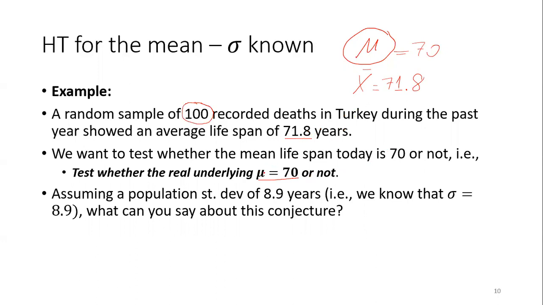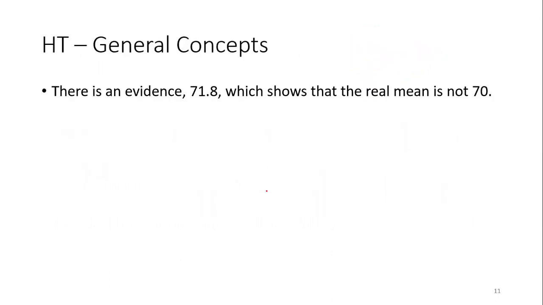So we will assume that the standard deviation of people's life in Turkey is 8.9 years. That's a weird assumption, but later we will relax this assumption and we will study cases where we don't know sigma. So, there is an evidence, there is data, which is X bar. X bar says that the real mean is not equal to 70, okay? So what does this mean?